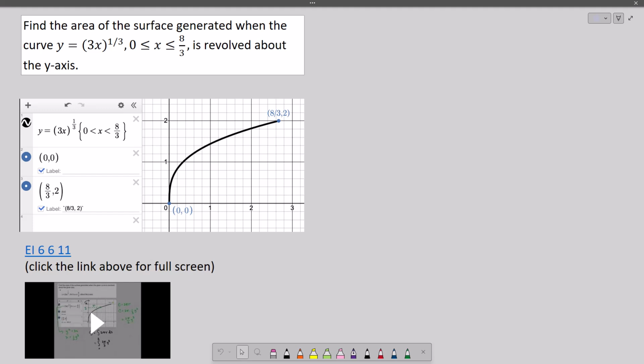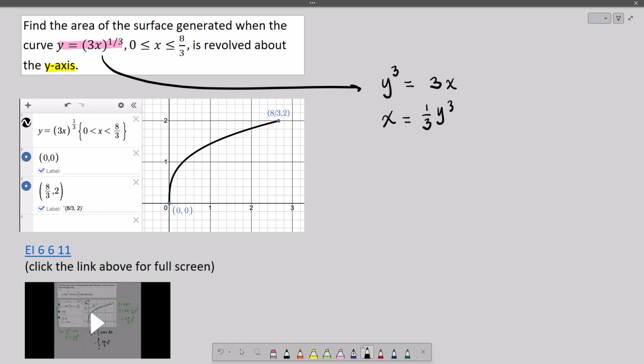So this one says, let's rotate around the y-axis. But the glitch here is that they are presenting the function as a y value, so it's measuring vertical distance and not horizontal distance. So if we're going to go around y, my recommendation is to convert this function over to an x value. If we cube both sides of the equation, we'll have y cubed equals 3x. Then if we isolate x and move it to the left side, because that's where we usually put our dependent variable, we will have that x is equal to 1/3 y cubed.